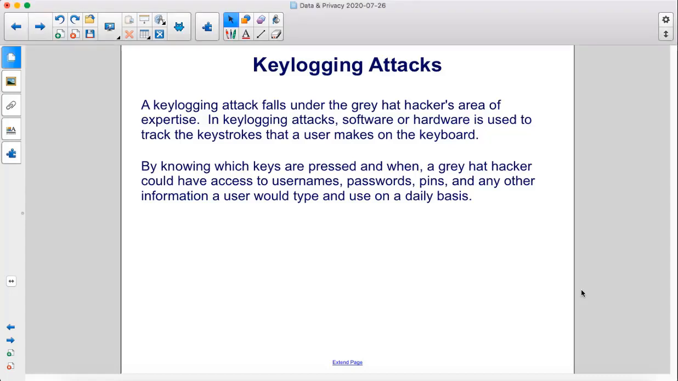A keylogging attack falls under the gray hat hacker's area of expertise. In keylogging attacks, software or hardware is used to track the keystrokes that a user makes on the keyboard. By knowing which keys are pressed and when, a gray hat hacker could have access to usernames, passwords, pins, and any other information a user would type and use on a daily basis.